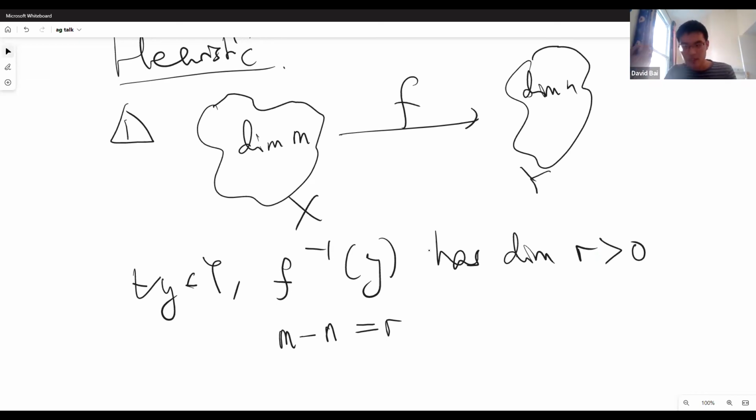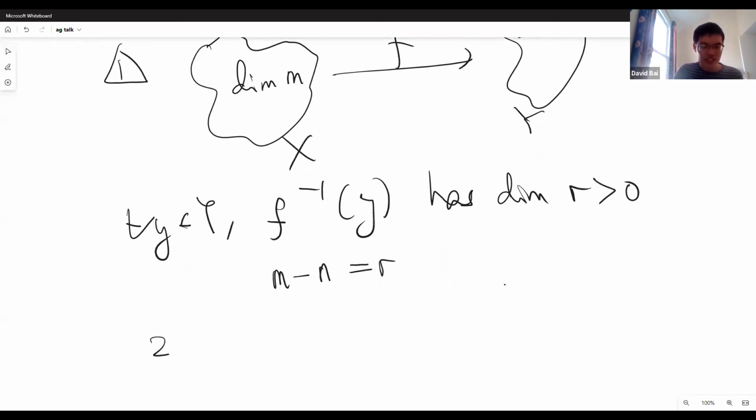Now, you've seen stuff like this a lot. For example, if X and Y are vector spaces and f is a linear map, then this is true by the rank-nullity theorem. If X and Y are differentiable manifolds and f is smooth, then this is also true. This is a combination of the preimage theorem and Sard's theorem. And now I'm just saying that the same thing works if I'm doing algebraic geometry.